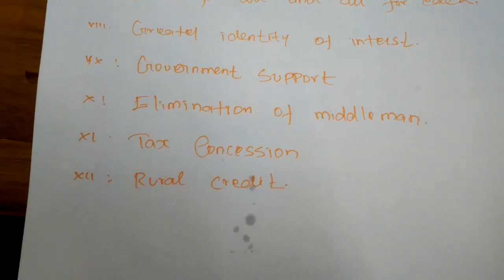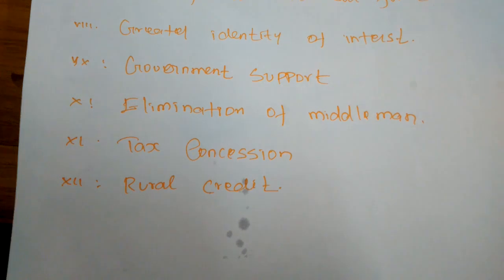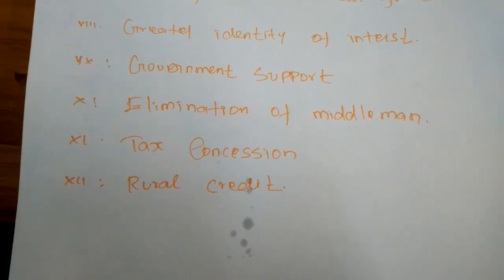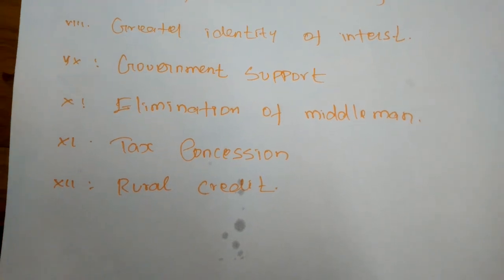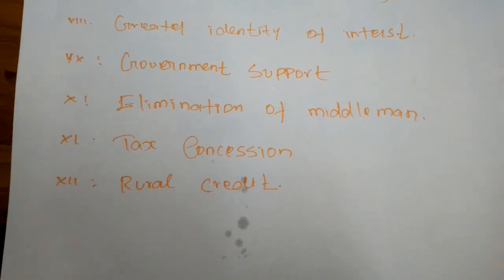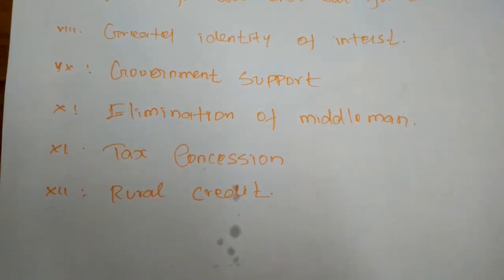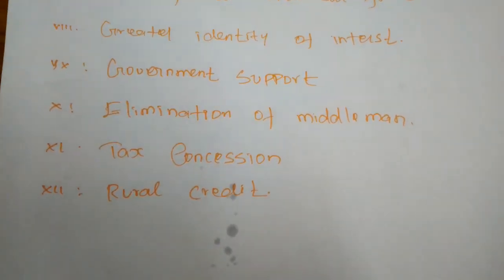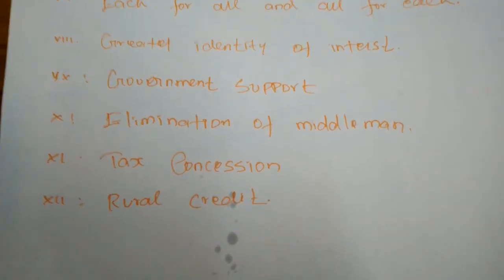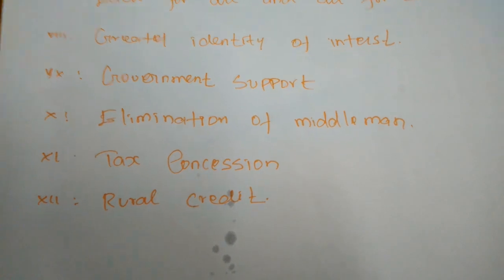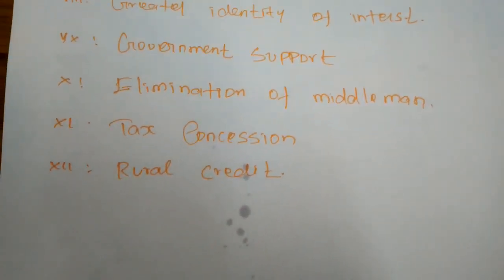Next, tax concession. To promote the cooperative movement, the government also provides tax concessions. The tax on products produced in cooperative organizations will be very low, or sometimes there is no tax. If any commodity is sold in the cooperative organization, that commodity will have no tax.